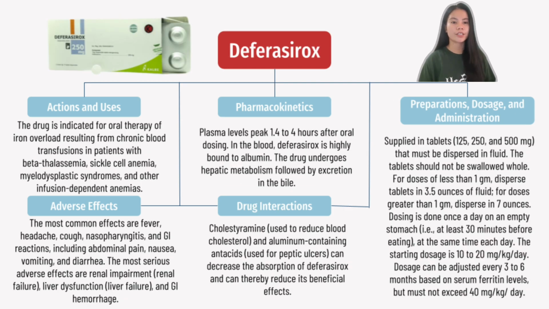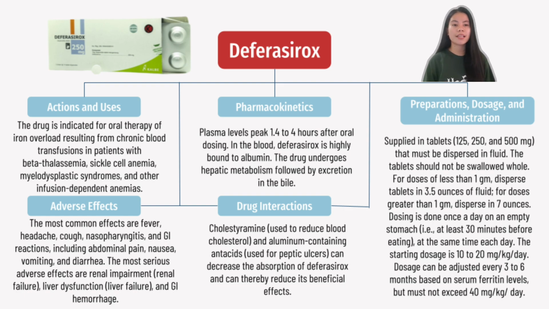Next is Deferasirox. Actions and uses. The drug is indicated for oral therapy of iron overload resulting from chronic blood transfusions in patients with beta thalassemia or sickle cell anemia, myelodysplastic syndrome, and other infusion-dependent anemias.